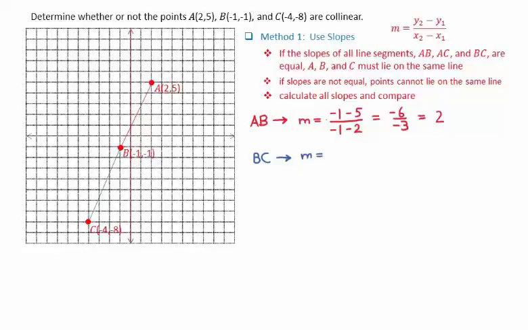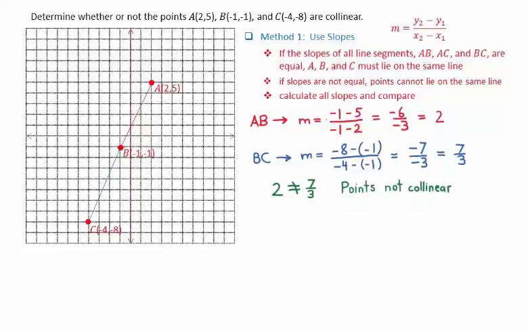Again, figuring out the slope, the change in y coordinates, -8 minus -1, divided by the change in x coordinates, -4 minus -1. This gives a result of -7 over -3, or 7 over 3. Note that 2 is not equal to 7 over 3, therefore these points cannot be collinear. Note we could have also figured out the slope of line segment AC, and it would have also been different from both AB and BC, but we didn't need to take this step.